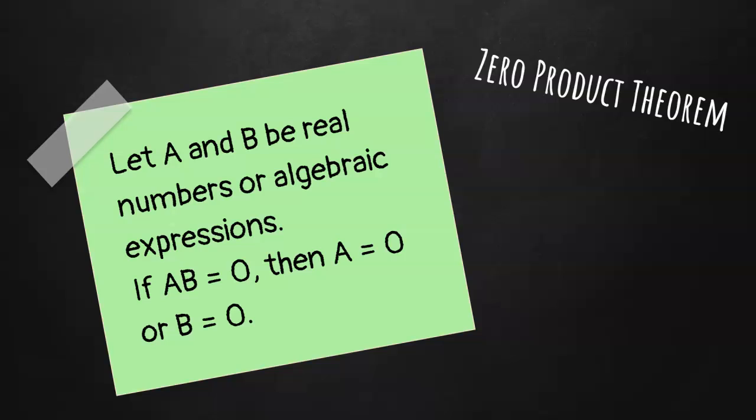In order to solve quadratic equations by factoring, we need to understand what the zero product theorem is. So if I had A and B be real numbers or algebraic expressions, if I multiply A times B together and that equals 0, then either A is 0 or B is 0.